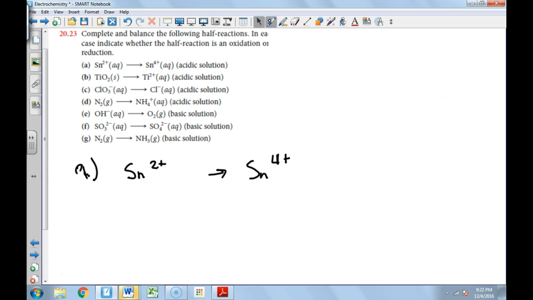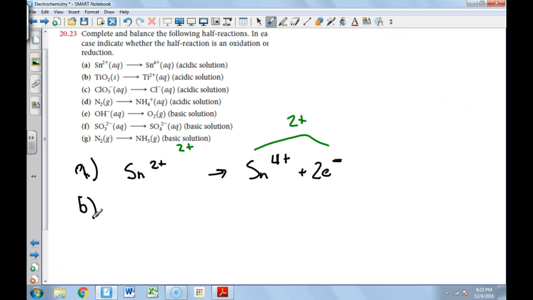First thing we should do is balance by atom. Tin and tin, there's one of each. Perfect. And then, after we balance the atoms, which they already are, we should balance the charge. We have 2 plus, and we have to get that equal to 4 plus. The only way we can do that is by adding electrons to the product side here. We have a 4 plus, and then 2 negative charges. Now the total charge on this side is 2 plus, and the total charge on this side is 2 plus. 2 plus equals 2 plus. Life is good.